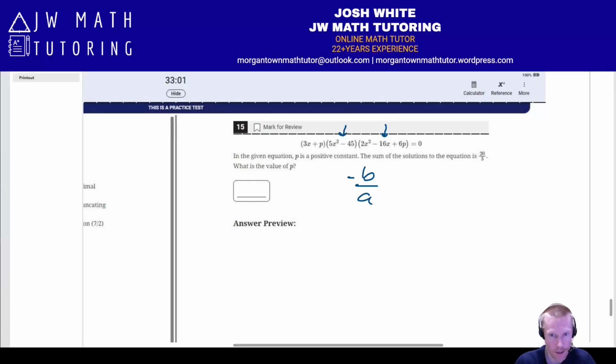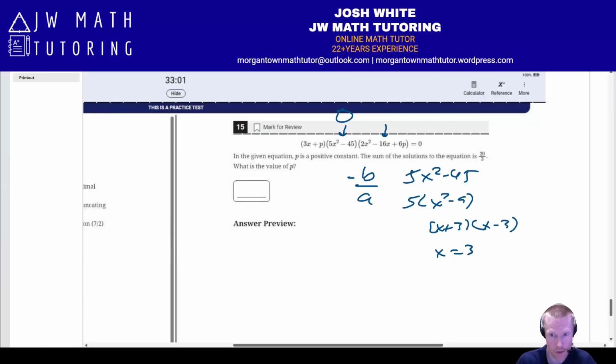So for the middle one, the b value is 0. There's no x term here. So the sum of the solutions to the middle one is just 0. You could also figure that out because even if you graphed it in Desmos or factored it, it's x plus 3, x minus 3. So the two solutions are just opposites. When you add them, they just cancel.